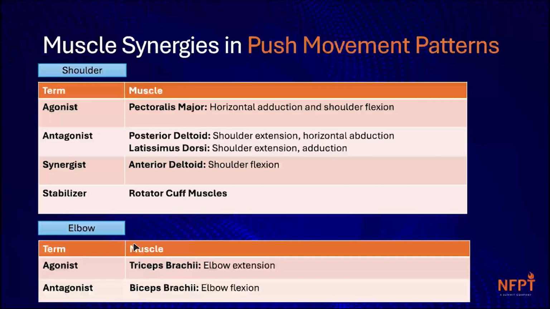Now we've got the elbow, and this one's pretty easy. Our agonist or our prime mover is the triceps brachii because it performs elbow extension. And then we've got the antagonist, which is the biceps brachii, which perform elbow flexion.